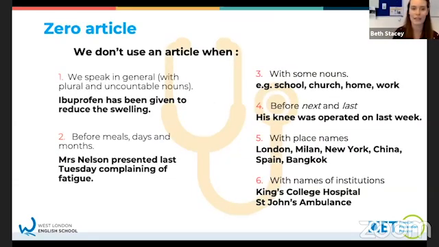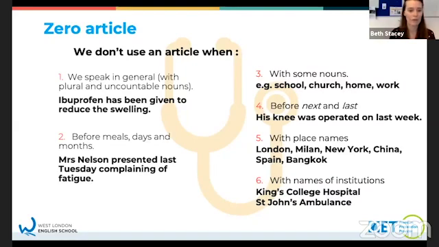And let's have a look at the zero article. Now, the zero article means nothing at all. We don't say a, an, or the. We have nothing at all. So with the first one, if you are speaking in general, as we said before, ibuprofen has been given to reduce the swelling. I'm not talking about a specific pill. I'm talking about the general medication. So ibuprofen has been given.